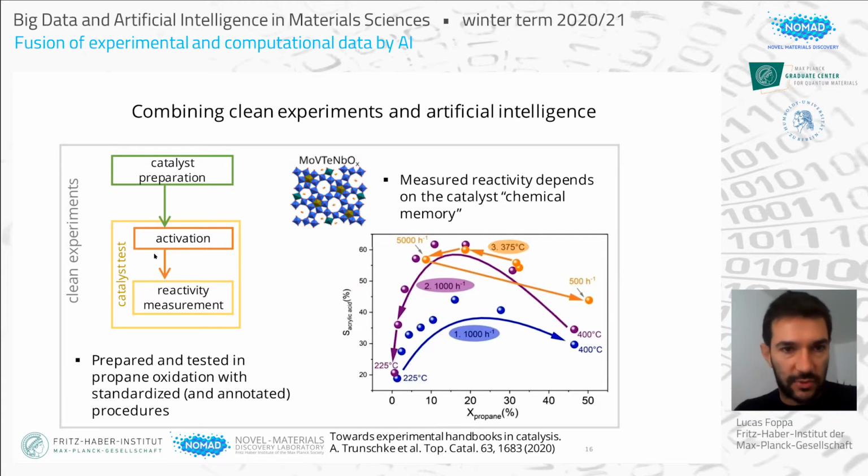And actually, this is the reason why we prepare the catalyst and then we activate the catalyst at high temperatures before we measure the reactivity. This is done for all the catalysts. So this is an example of how crucial the way the experiment is performed is for catalysis.